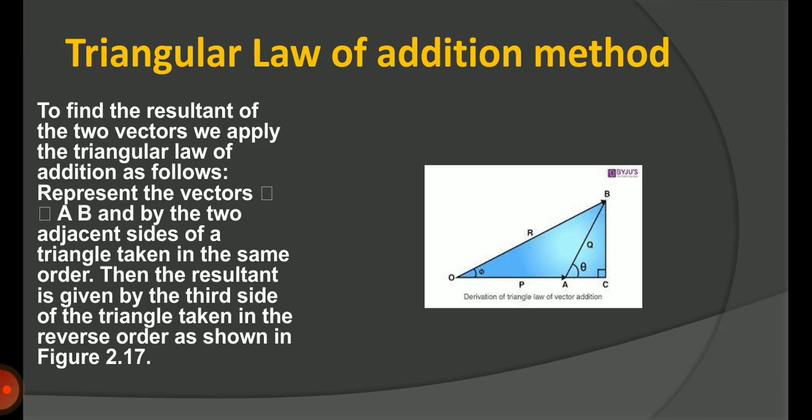Triangular law of addition method. To find the resultant of the two vectors, we apply the triangular law of addition as follows. Represent the vectors A and B by the two adjacent sides of the triangle taken in the same order. Then the resultant is given by the third side of the triangle taken in the reverse order, as shown in figure 2.7.